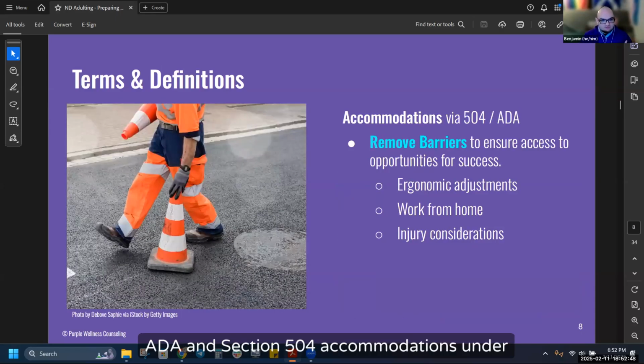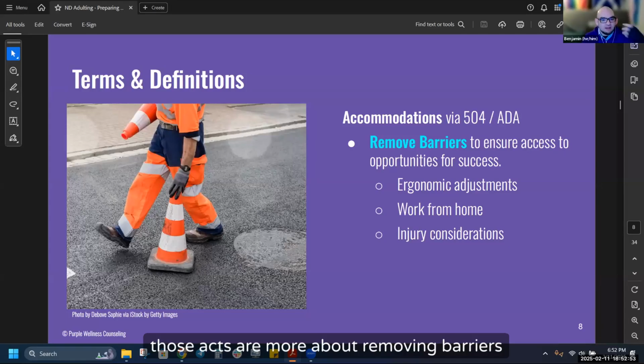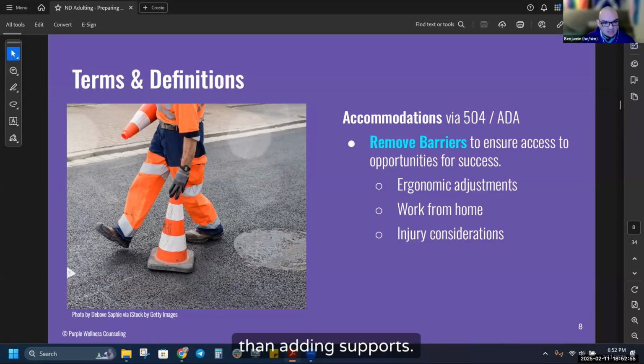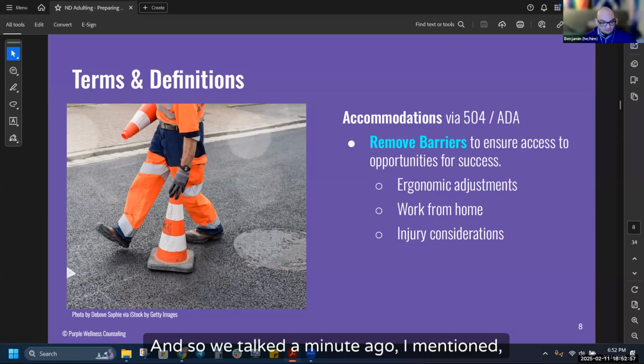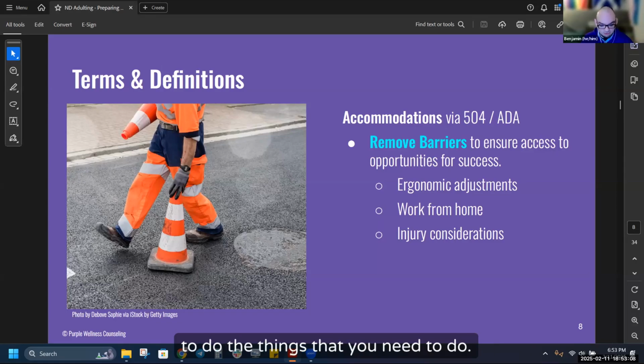ADA and Section 504, accommodations under those acts are more about removing barriers than adding supports. And so we talked a minute ago, I mentioned, if you've ever had an injured foot and needed one of those scooty things, that's an example of attempting to remove a barrier such that you can still get around and able to do the things that you need to do.